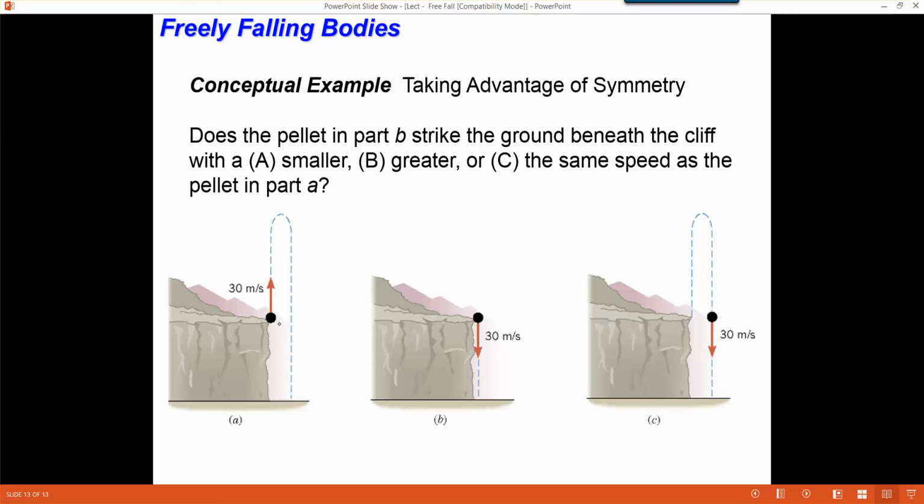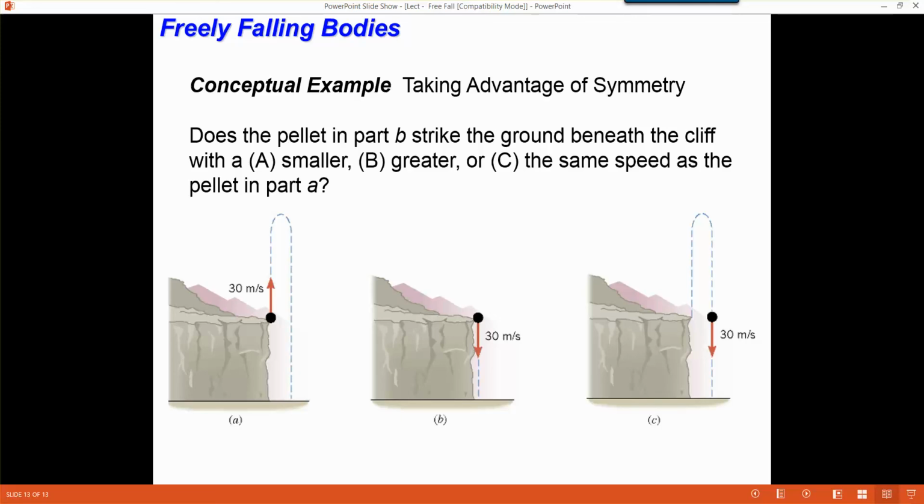We know a parabola, which is the position versus time graph, is symmetric in position and also in slope, in value and in slope, position and in velocity. So when this pellet in A gets back down to the cliff height, it will be going downwards at 30 meters per second, which is equivalent to what's going on in scenario B. Because of that, we know that wherever I put the ground, they'll both continue to pick up 10 meters per second of velocity every second, and so they'll end up going the same speed when they hit the ground.